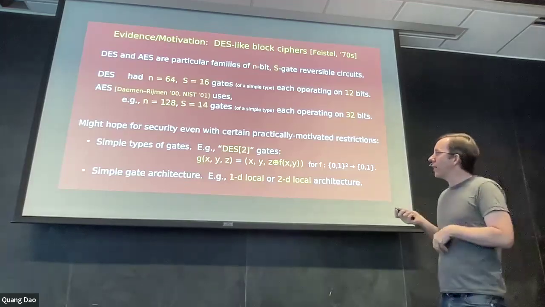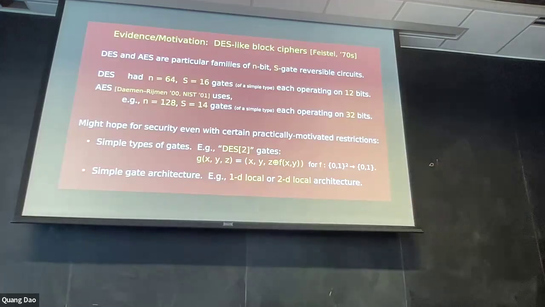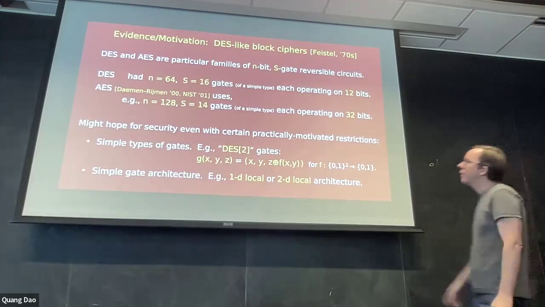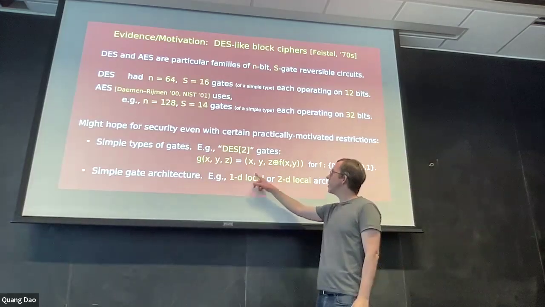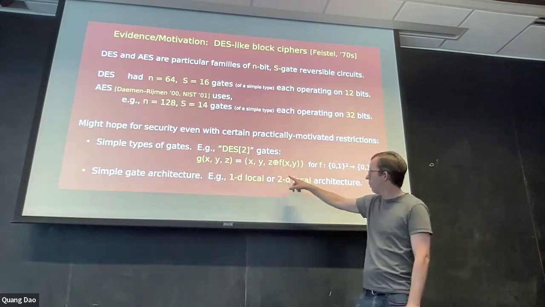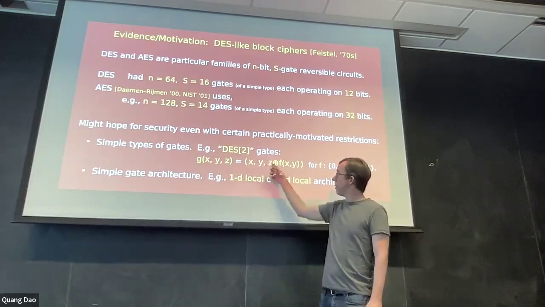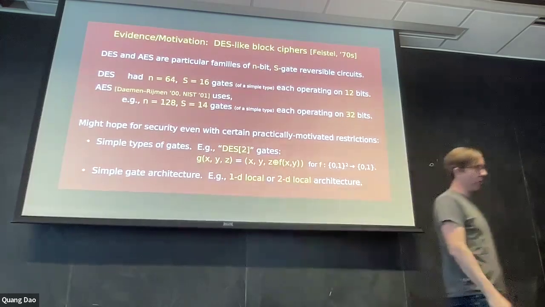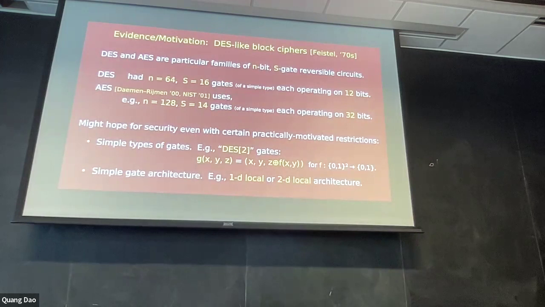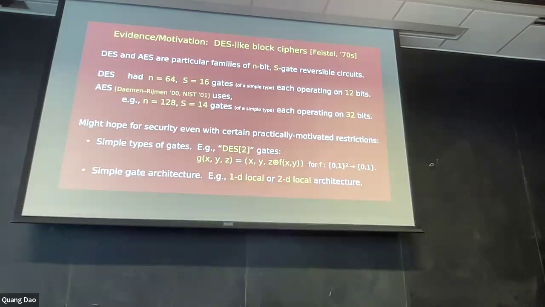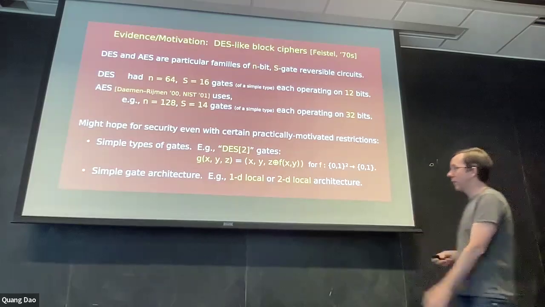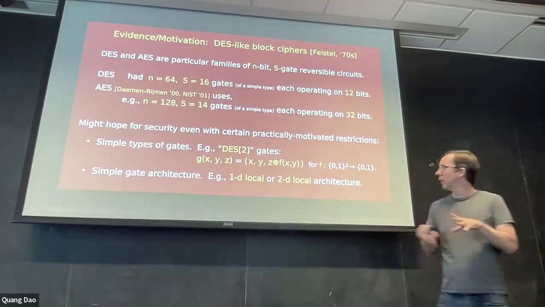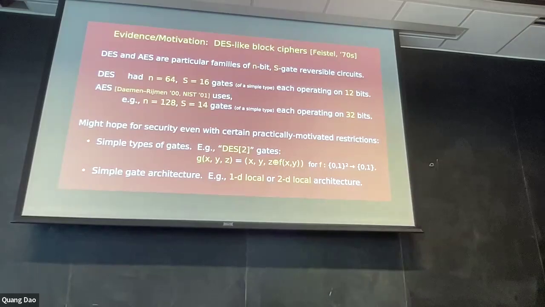Moreover, you might hope for security of not just Gowers' conjecture, but maybe even with some practically motivated further restrictions. You can even try to make the gates a little bit simpler. Instead of any old 3-bit permutation, you can have the special gates that come up in cryptography and quantum computing, where the first 2 bits stay the same and the 3rd bit just gets toggled based on some function of the first 2 bits. And if you're going to put this in a chip, you might hope for an even simpler gate architecture, which I'll draw pictures of in a second, where you have a 1D or 2D local architecture for the operation, which I think occurs in AES as well.